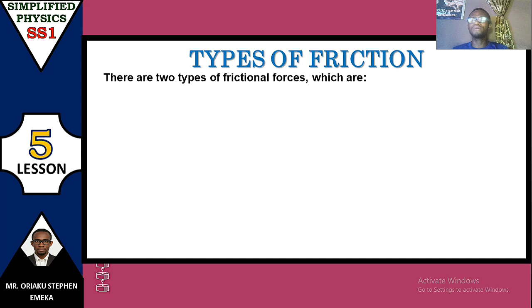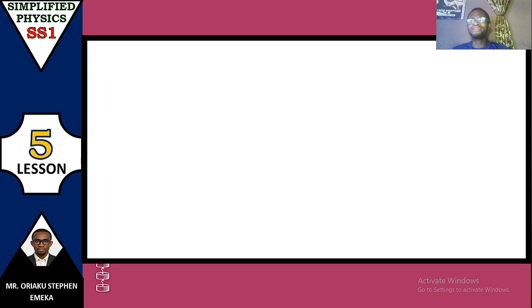Now let's go to types of friction. We have two types of friction. The first one is what? The static or limiting friction, and the second one is what? Kinetic or dynamic friction. So what is static friction?